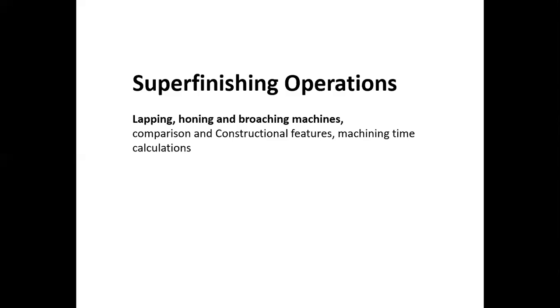So, there are three different super finishing operations: lapping, honing, and broaching. These three super finishing operations are performed on particular equipment or machines. We are going to learn about their construction features, their basic mechanism of machining, and machine time calculations. Today's class we will see lapping, and in the next class we will see the remaining two, honing and broaching.